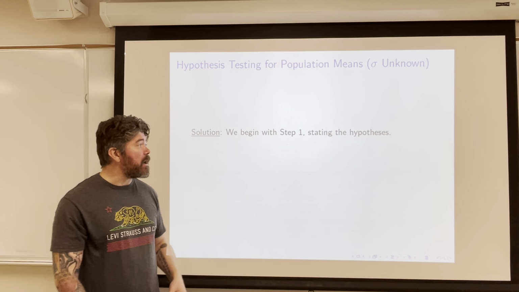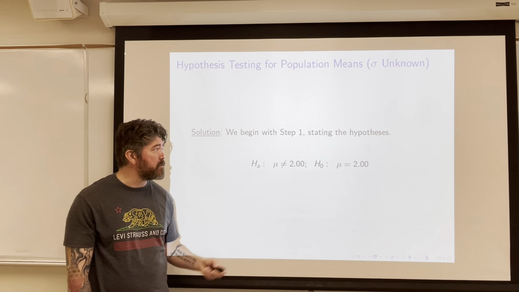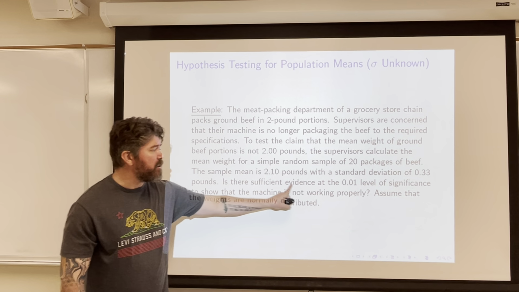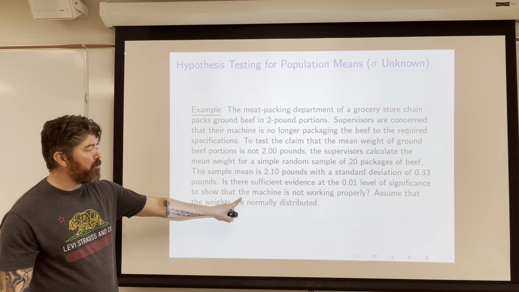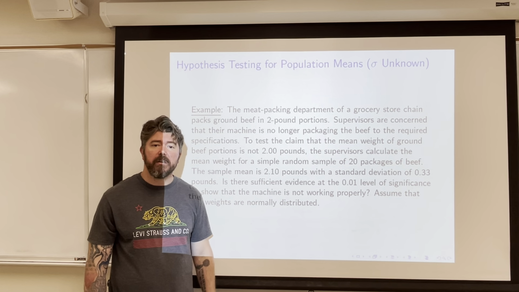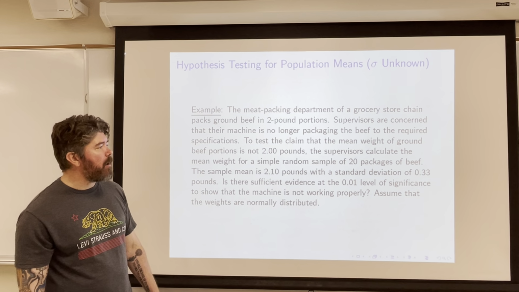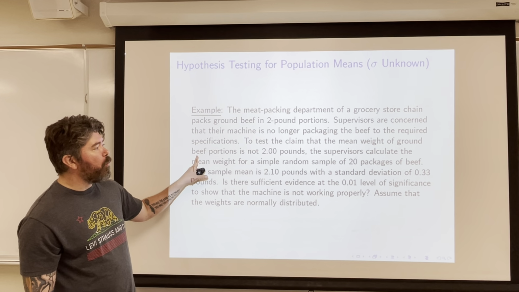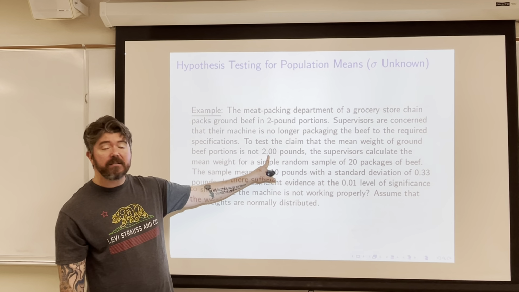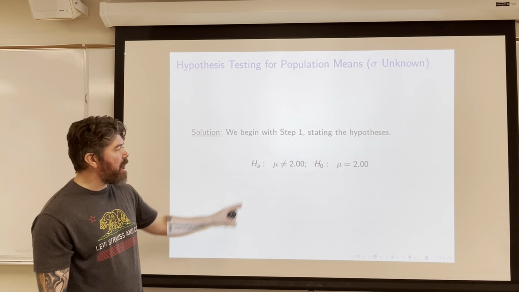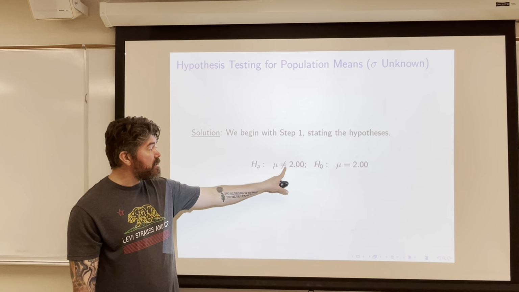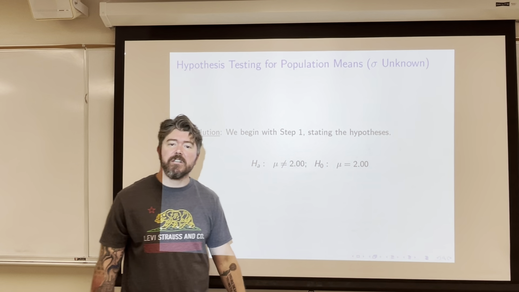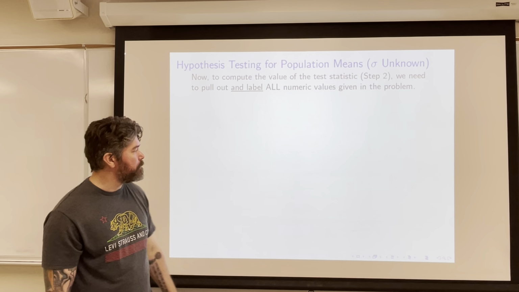Okay, so again, step 1, we need to state the hypotheses. Now, what are we asking ourselves? Is there sufficient evidence to show that the machine is not working properly? Okay, so what does it mean to not be working properly? So we want to test the claim that the mean weight of ground beef portions is not 2 pounds. How do we say that mathematically? The mean weight is not equal to 2 pounds. And again, our H naught is just replace the symbol with equality.